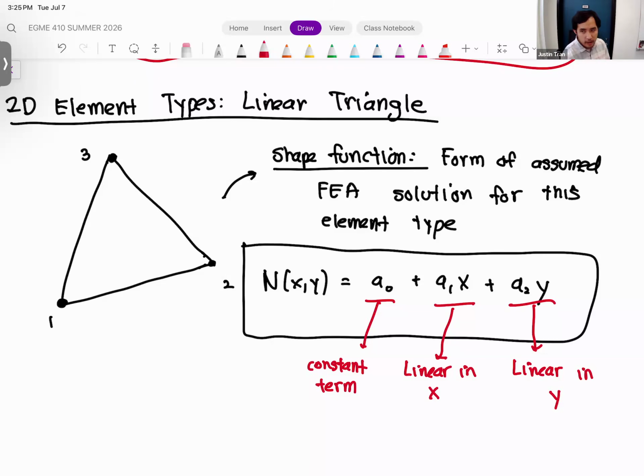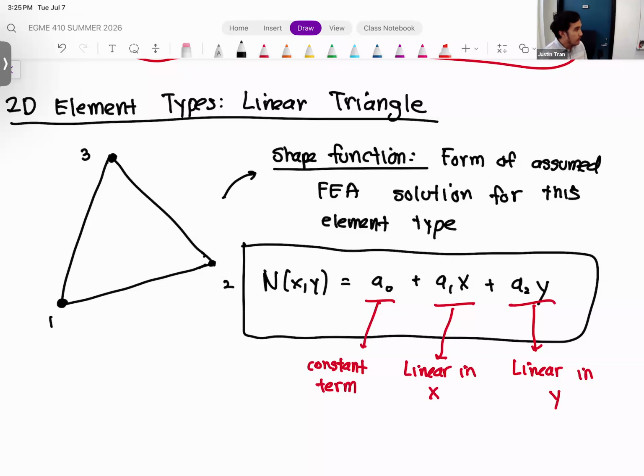So it's a multivariable function just because we're in 2D, right? Every 2D solution is going to depend on both x and y, because those are our spatial coordinates. And true to the name, for a linear order triangular element, our shape function is also linear order. So we have no terms here that are greater than linear order. Everything has an exponent of at most 1.